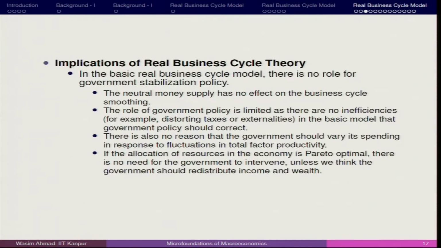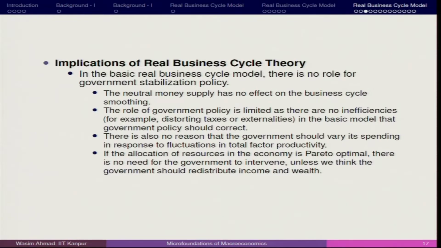Now, the implication is that the neutral money supply has no effect on the business cycle model smoothing. The role of government policy is limited, as we do not find any kind of inefficiencies in this particular model. Most of the variables are becoming pro-cyclical, and that is why once you do not deal with any kind of inefficiencies, then there is no role of the government. So, inefficiency in the sense that we are talking about distorting taxes, externalities, and this is how we try to interact.